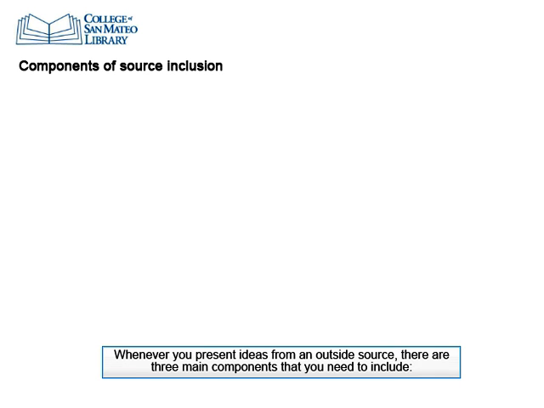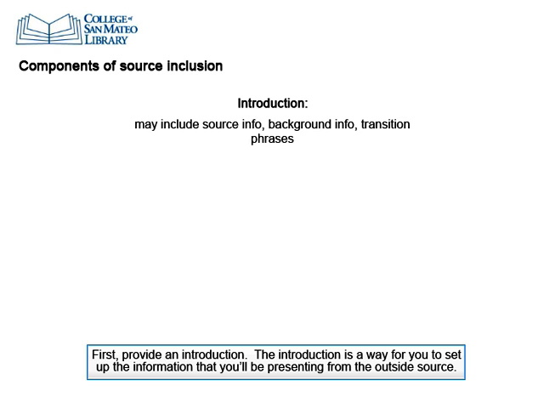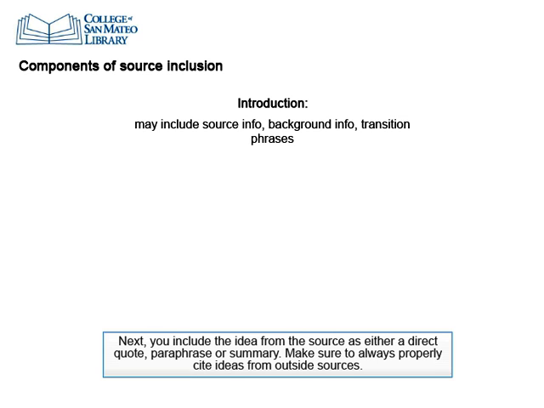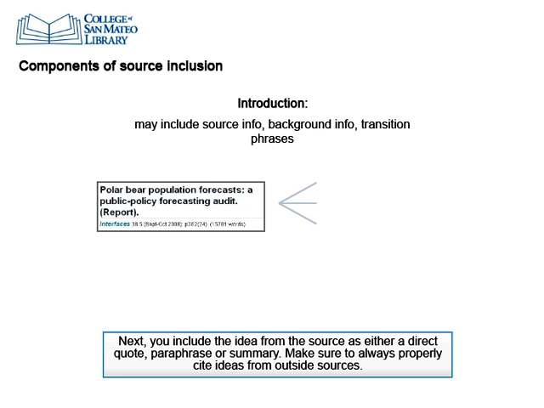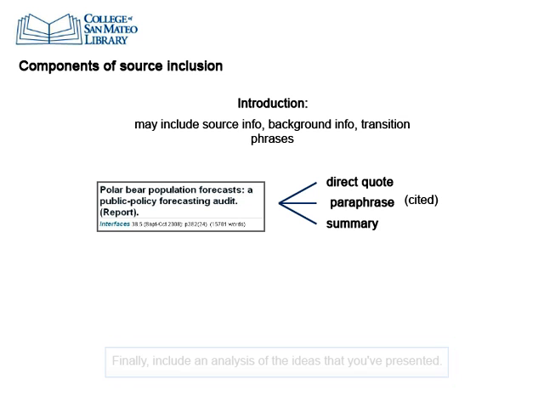Whenever you present ideas from an outside source, there are three main components that you need to include. First, provide an introduction. The introduction is a way for you to set up the information that you'll be presenting from the outside source. Next, you include the ideas from the source as either a direct quote, a paraphrase, or a summary. Make sure to always properly cite ideas from outside sources.